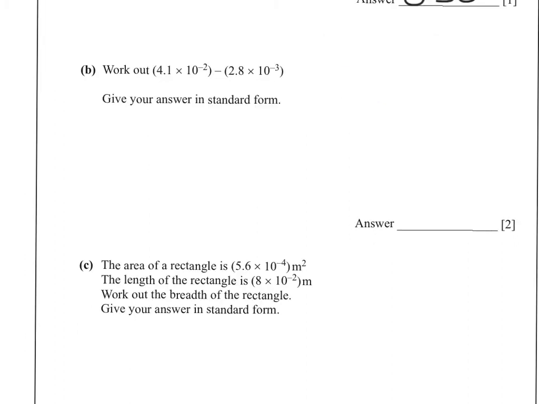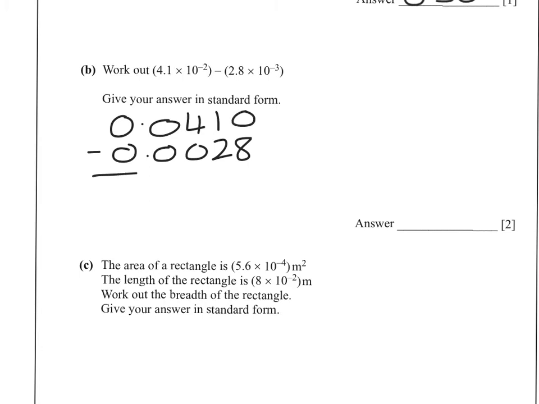To do this subtraction, I'm going to write the numbers out as ordinary numbers. So 0.041 subtract 0.0028. I need a 0 here to allow us to do the subtraction. 0 take away 8 we can't do, so we take the 1 from here. 10 take away 8 is 2. 40 take away 2 is 38, which leaves us with 0.0382.